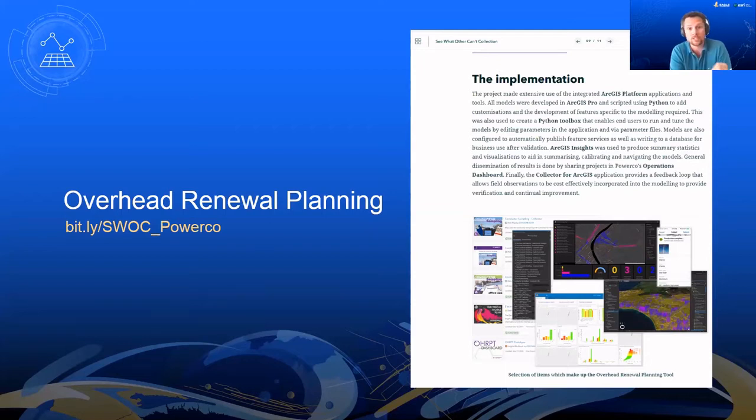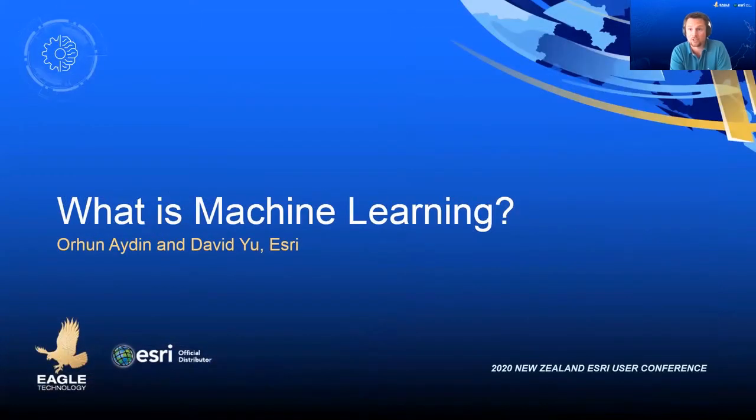And if you want some more information on this, you can find a link in the resources tab of the virtual platform that will take you to the great story map, the winning story map. And there he explains in great detail the workflow that they use to get to this result. And from that link, you can also access all the other story maps that were entered in the See What Others Can't story map competition. And they all have very nice examples of spatial analysis.